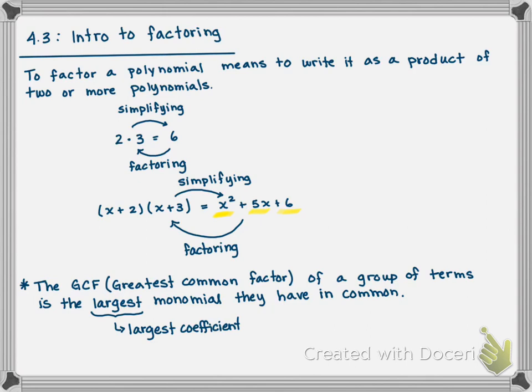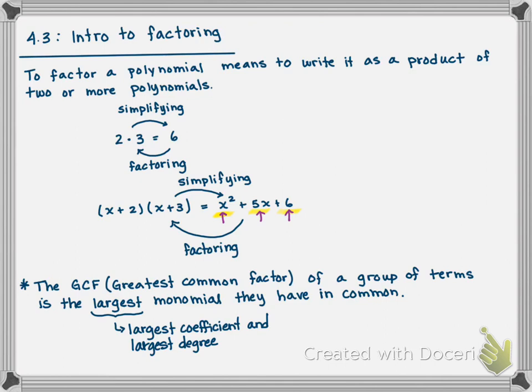And largest degree. So the degree of a term is the number of variable factors that it has. So the degree of this term is 2 because it contains 2 factors of x. The degree of this term is 1 because it contains 1 factor of x. How many factors of x does that term contain? 0. So the degree is 0.